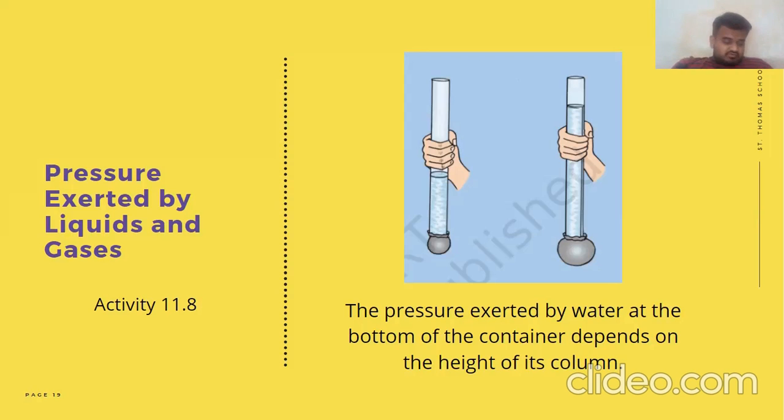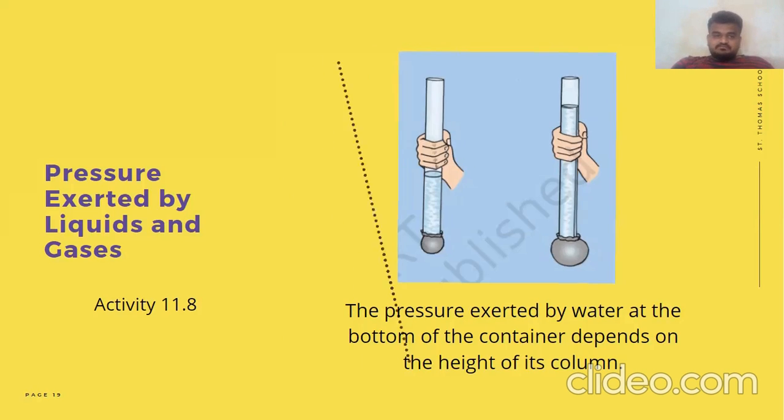So we can directly say that the pressure exerted by the water at the bottom of the container. Right now we are talking about the bottom because the rubber balloon is attached at the bottom side only. So the pressure exerted by the water at the bottom of the container depends on the height of its column. So it's a very easy and very interesting activity. I think you all should perform this activity at home.